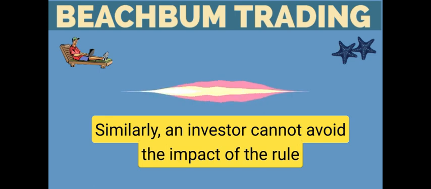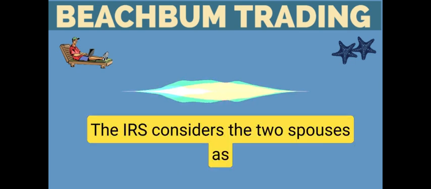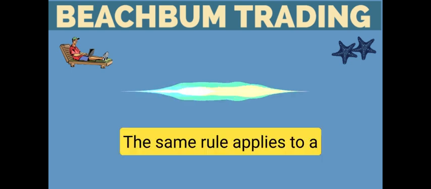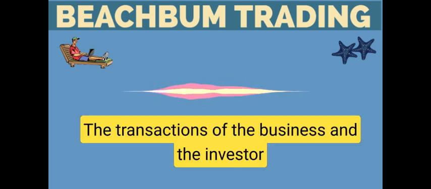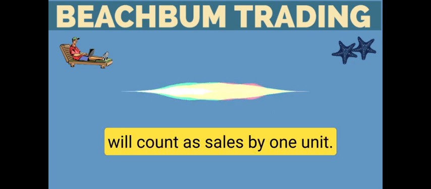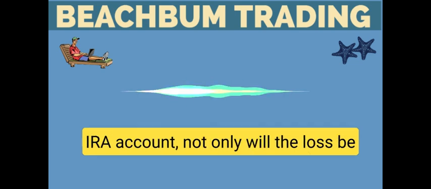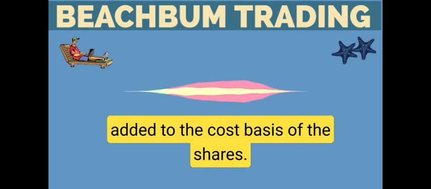Similarly, an investor cannot avoid the impact of the rule by having one spouse sell while the other buys. The IRS considers the two spouses as a unit and will disallow the loss. The same rule applies to a business owned by the investor. The transactions of the business and the investor will count as sales by one unit. If an investor repurchases the securities in an IRA account, not only will the loss be disallowed, but also the loss will not be added to the cost basis of the shares.